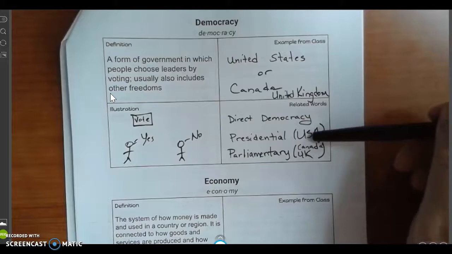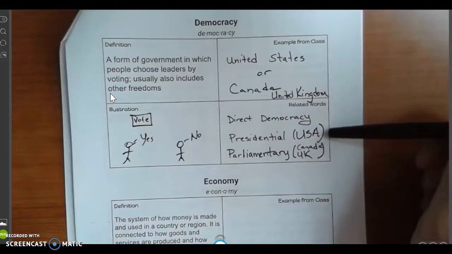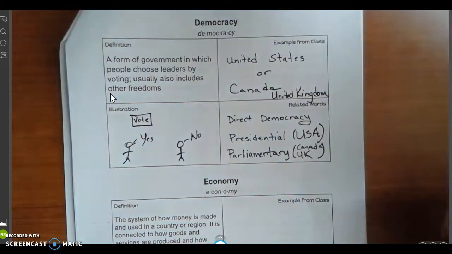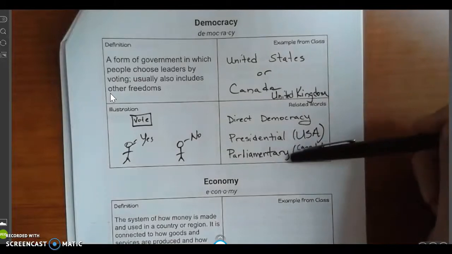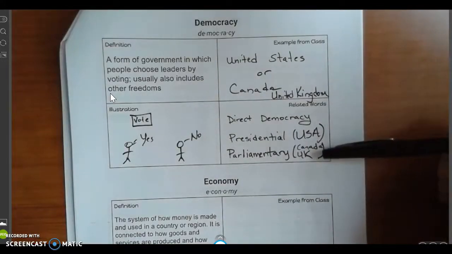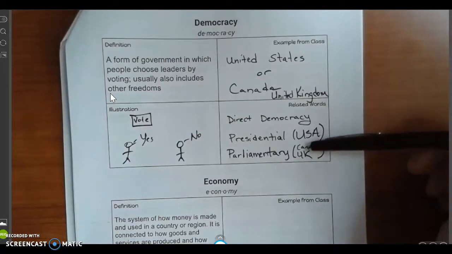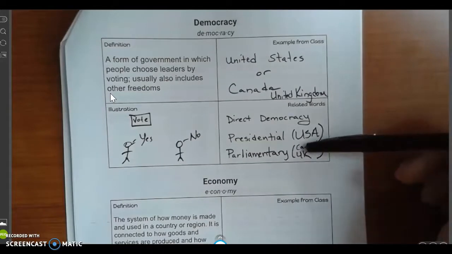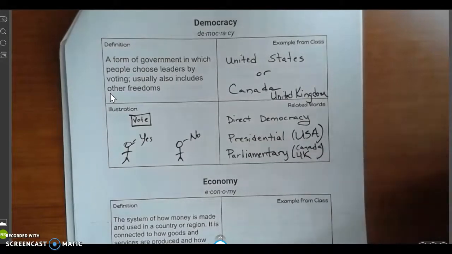We have the presidential democracy like we have in the United States, where we have separation of powers and the people vote for their leader as well as their lawmakers. Or the parliamentary democracy form of government, where the people choose their lawmakers, who then choose the leader of the country. That is an example that is used in Canada and the United Kingdom.